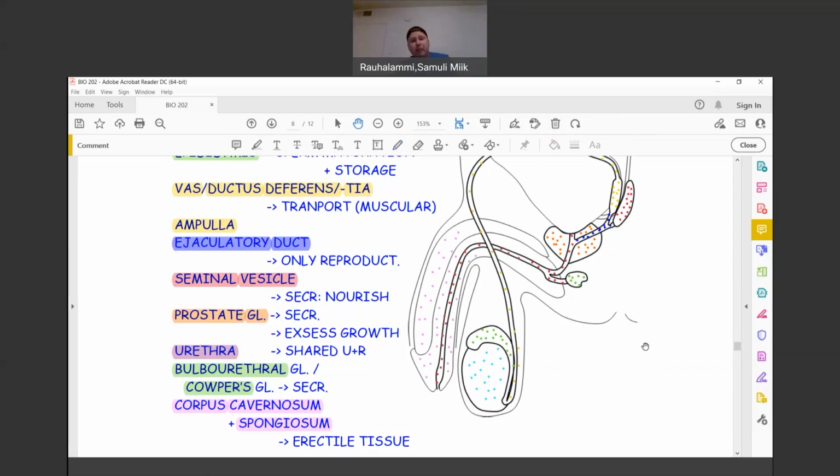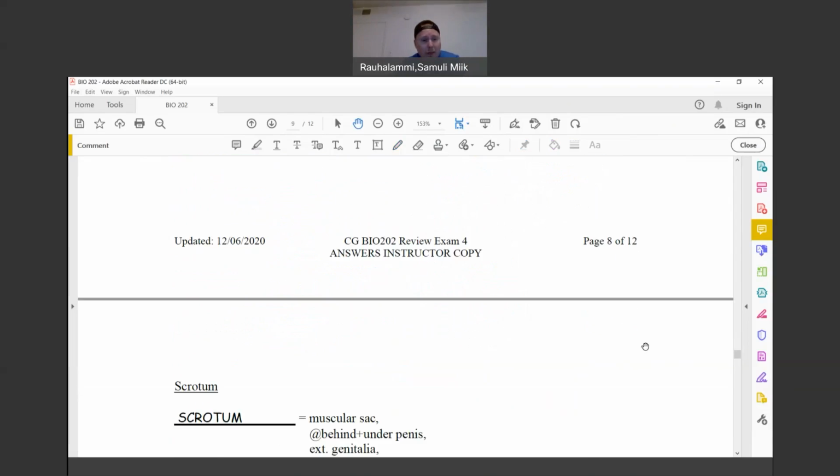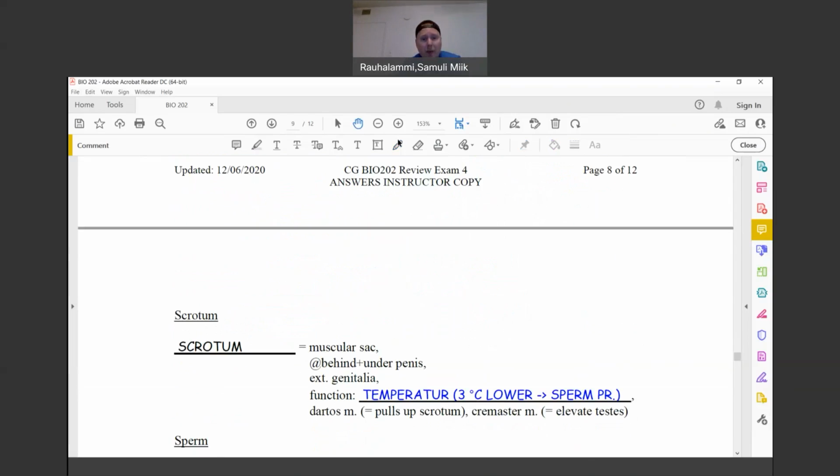In terms of the male reproductive system, a couple of other notions to make. The scrotum is where the testes are located. It is a skin sac that also has muscle supplied there. The reason why males have a scrotum is that for sperm to develop, sperm requires a temperature that's about 3 Celsius degrees lower than the body temperature. So we need to lower the temperature a little bit for the sperm to have ideal conditions to develop, and we do that by having a scrotum.